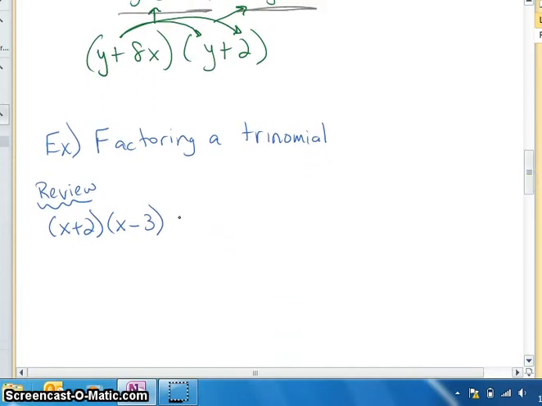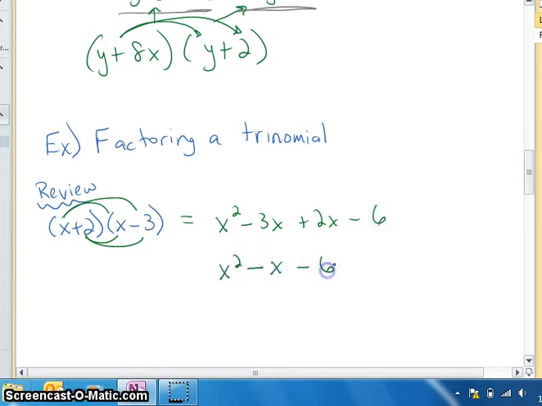So we already know how to multiply these, right? Multiply, multiply. So x squared minus 3x plus 2x minus 6. We know how to multiply these. Now we're going to go backwards though. If I give you this trinomial, can you tell me what the two factors are?